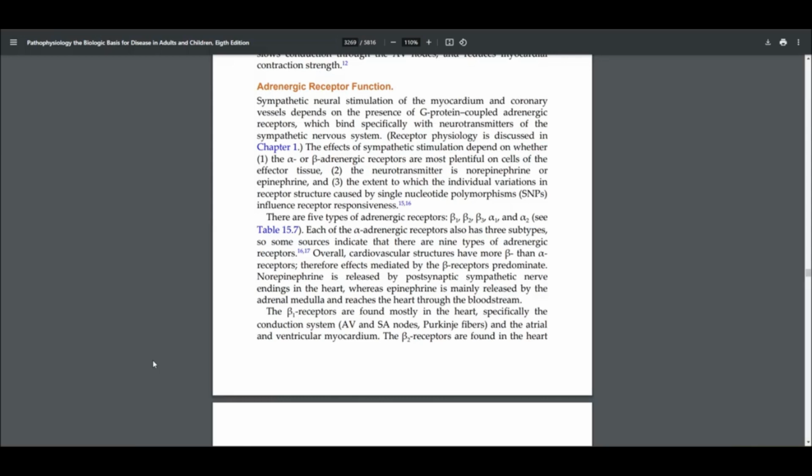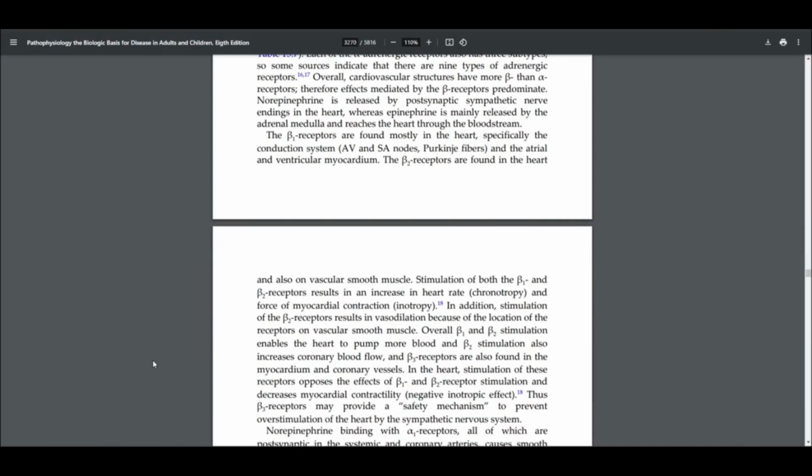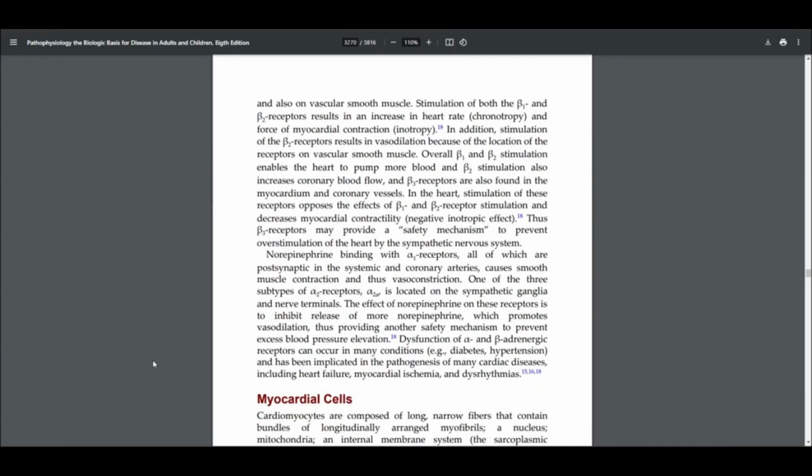Norepinephrine is released by postsynaptic sympathetic nerve endings in the heart, whereas epinephrine is mainly released by the adrenal medulla and reaches the heart through the bloodstream. The beta 1 receptors are found mostly in the heart, specifically the conduction system, your AV and SA nodes, Purkinje fibers, and the atrial and ventricular myocardium. The beta 2 receptors are found in the heart and also on vascular smooth muscle.